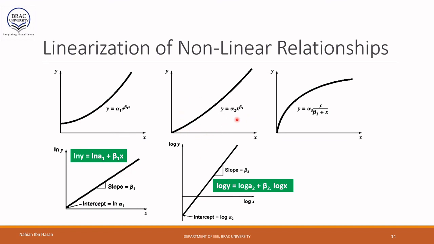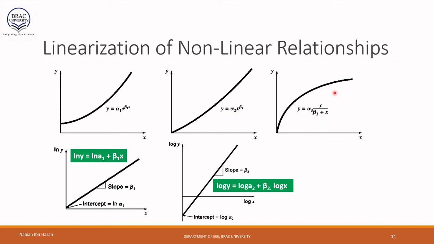Similarly, look at this second figure. This is y equal to alpha 2 x to the power beta 2. We can modify this into a linearized version by taking the log of both sides. That makes the equation log y equal to log alpha 2 plus beta 2 times log x. If we plot this with log x on the x-axis and log y on the y-axis, we get a straight line. The slope of this line is beta 2 and the intercept on the y-axis is log alpha 2. So that makes the linearized version of this function.